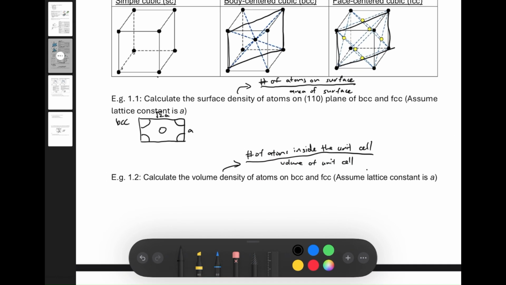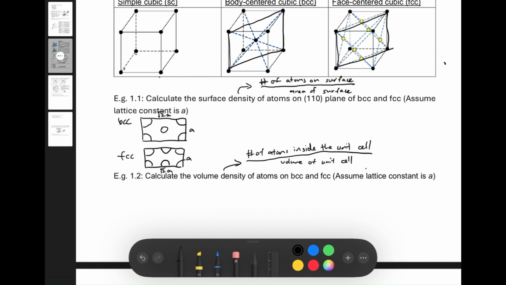And then the face-centered cubic, it's also a rectangle, also A by root 2A, and it also has the 4 corner atoms. But it does not have the middle atom; instead it has these two half atoms, semicircles, at each side, because of the face-centering. So half of it actually makes it into the rectangle, and half of it does not.